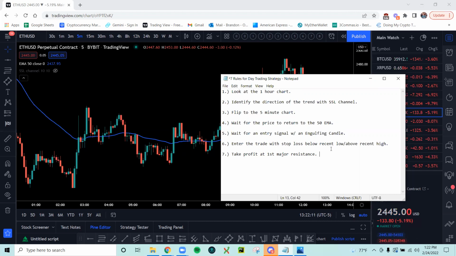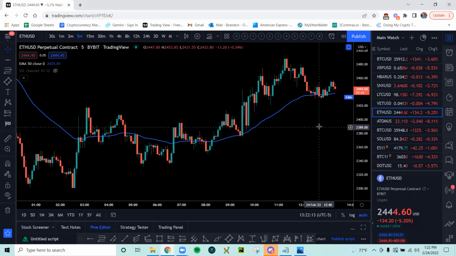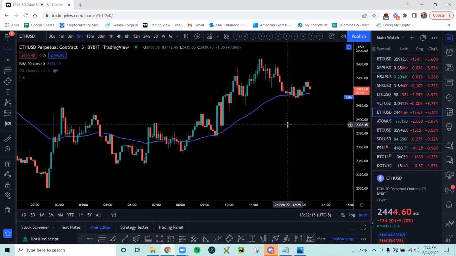So that was the trading strategy that I'm using. It's super easy for beginners. I suggest you test it out on your own. Any strategy has losses within it. Nothing's perfect. However, if you follow these rules, it will mitigate those losses and give you a higher win rate.